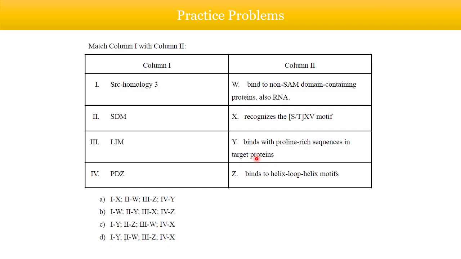SAM binds to non-SAM domain containing proteins, that is also RNA. LIM binds to helix loop helix motifs. And the PDZ recognizes the serine threonine X V motif, where X can be any of the 20 naturally occurring amino acids.